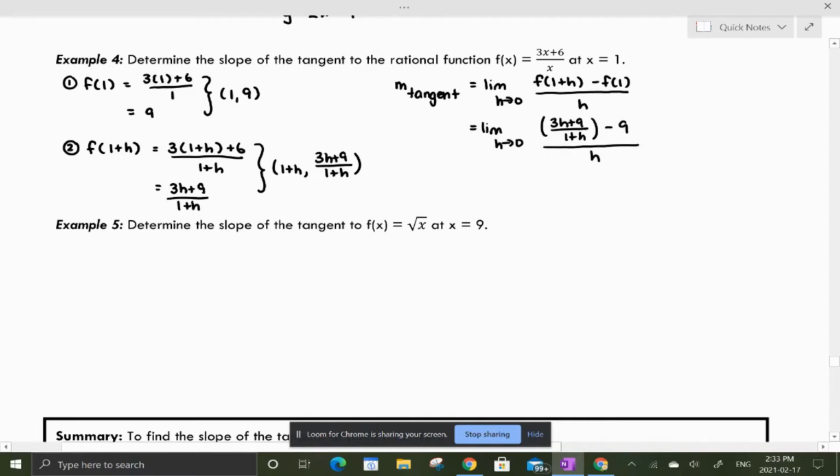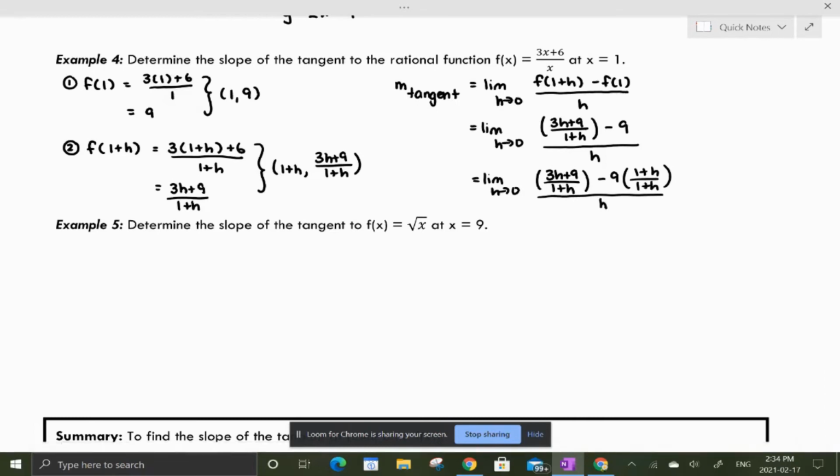Now at this step, you've got a fraction happening in the numerator of a fraction. We want to simplify that first. So what we're going to do is try to get everything with a common denominator in our numerator first. By doing that, this is what you're going to end up getting: 3h plus 9 over 1 plus h, and then minus 9 times 1 plus h over 1 plus h, all over h. Remember, adding fractions, you need to have a common denominator.